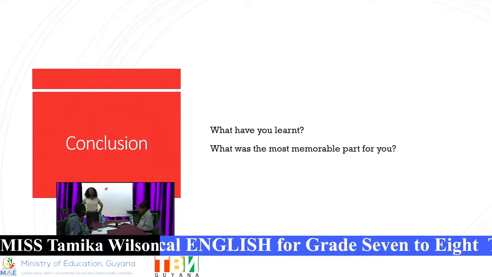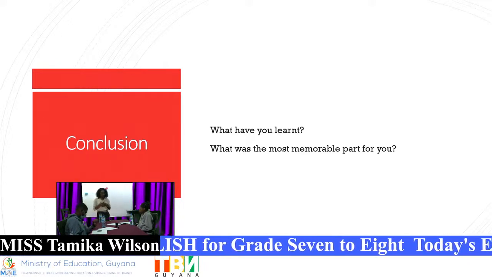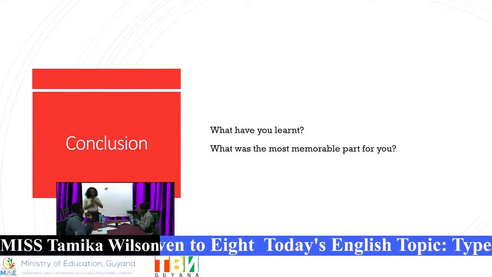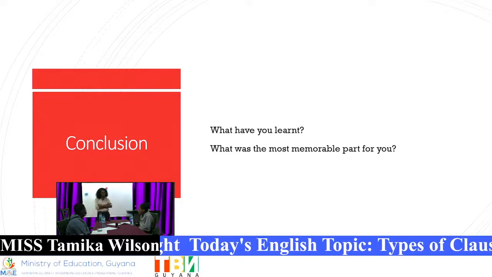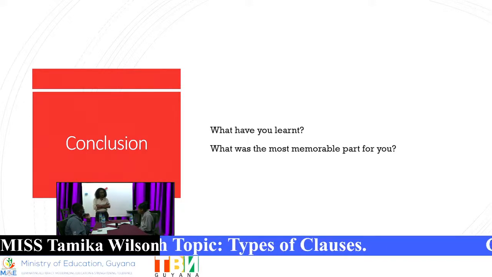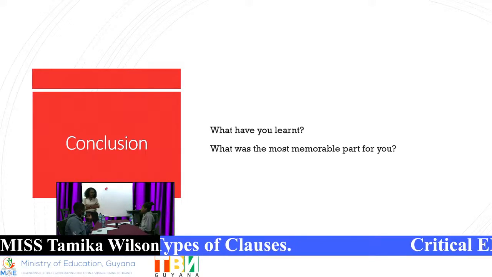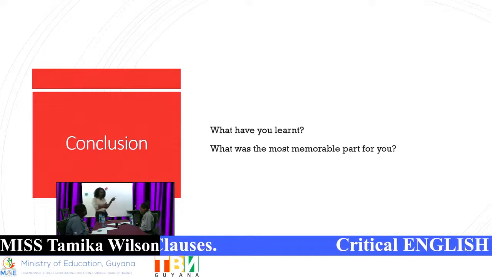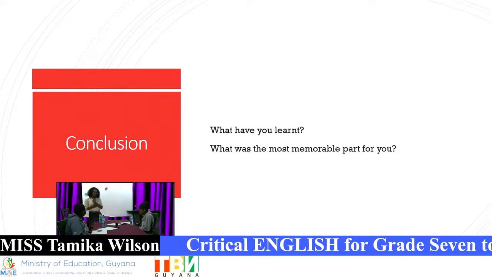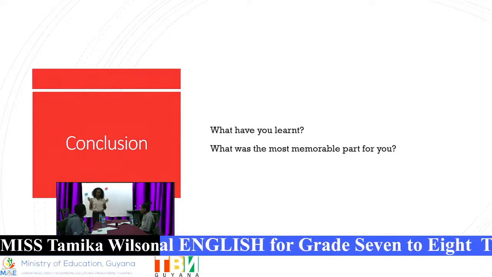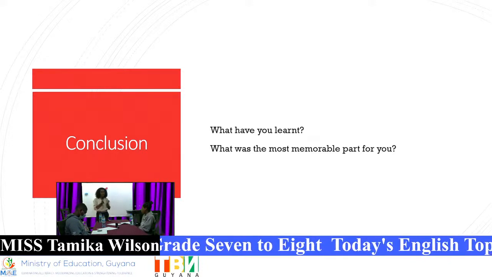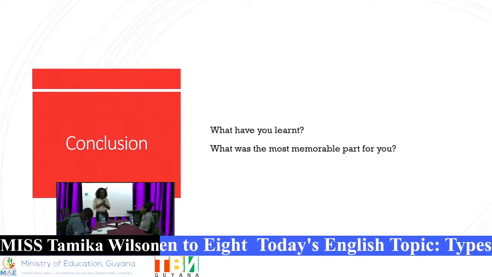Today we looked at clauses, and the first thing we said about a clause is that it's something with a subject and a verb. It can form a part of a sentence or form a sentence. That makes it different from a phrase, because a phrase can have a subject or a verb, but a clause has both a subject and a verb.